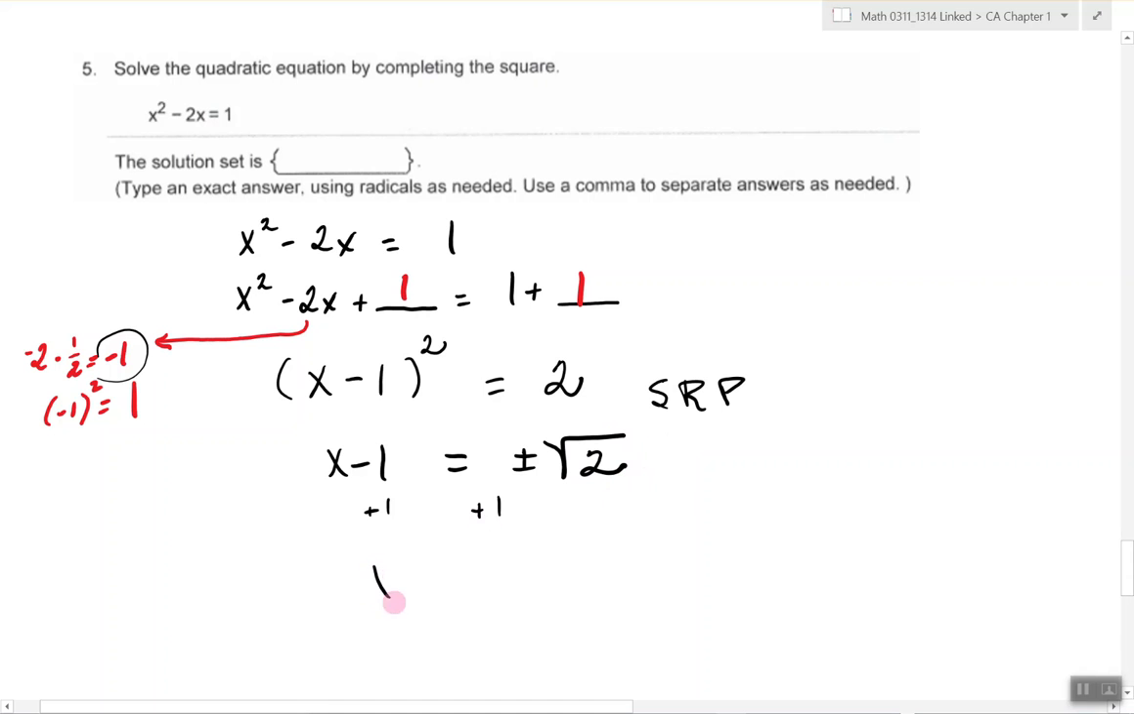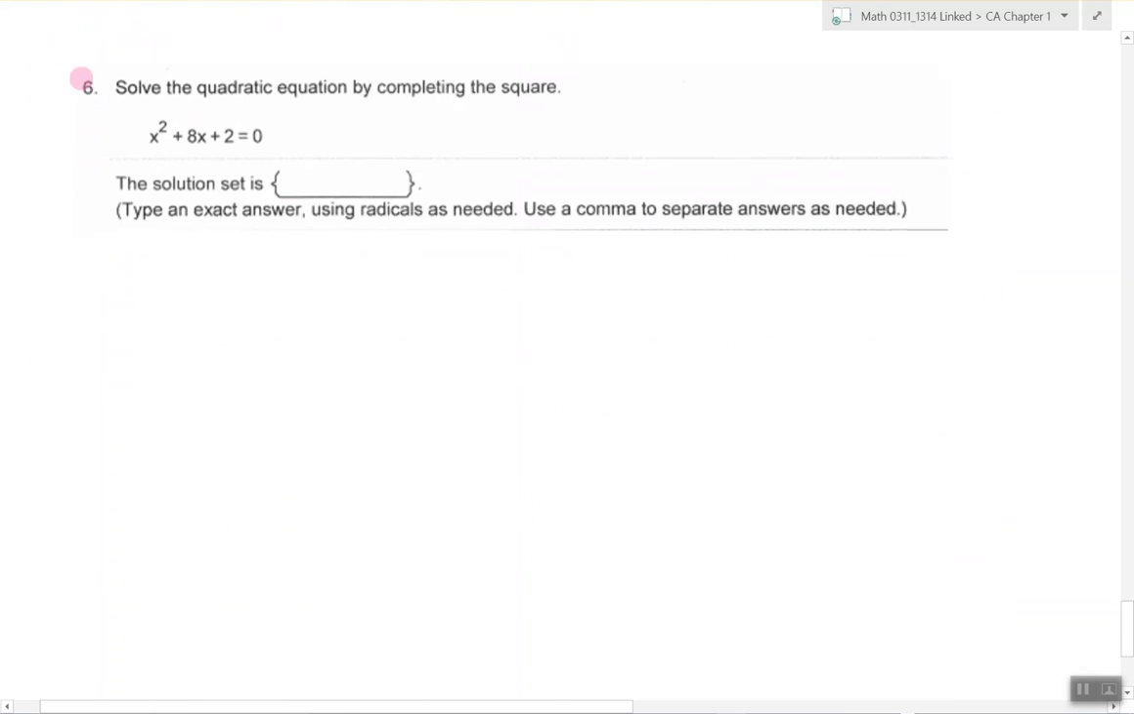So add 1, x is equal to 1 plus or minus the square root of 2. If it's required that you write it out without this symbol, then it is 1 plus the square root of 2, comma, 1 minus the square root of 2. This holds two answers in it because of the plus or minus symbol. Let's look at number 6.